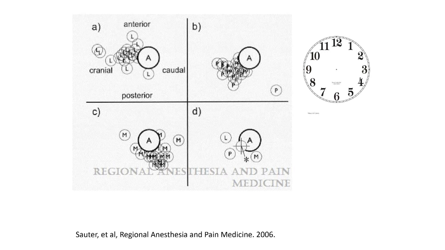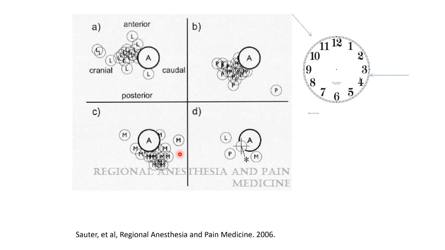But the position of the cords itself is quite variable. So you can see here the distribution of the lateral cord around the artery, posterior cord around the artery, and the medial cord around the artery. But the cords will lie between 3 o'clock position and the 11 o'clock position.